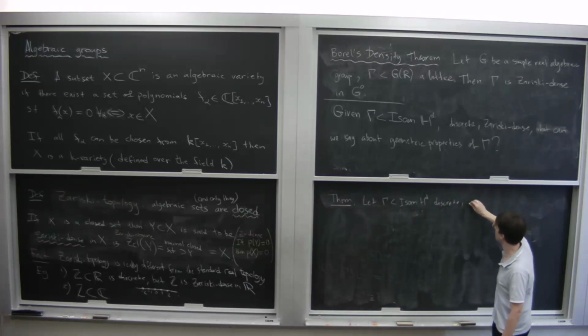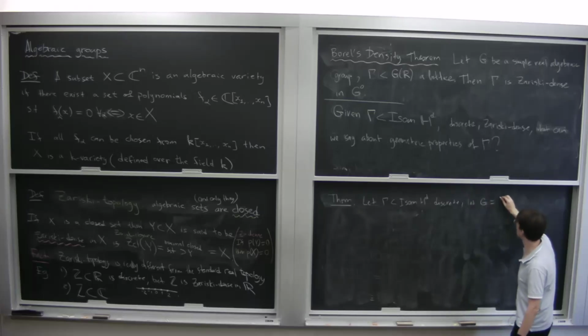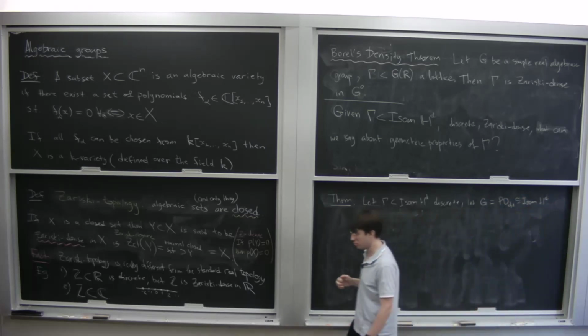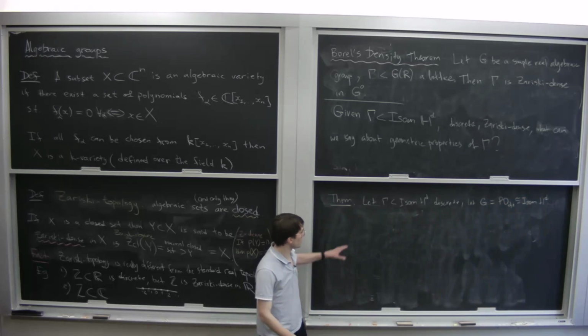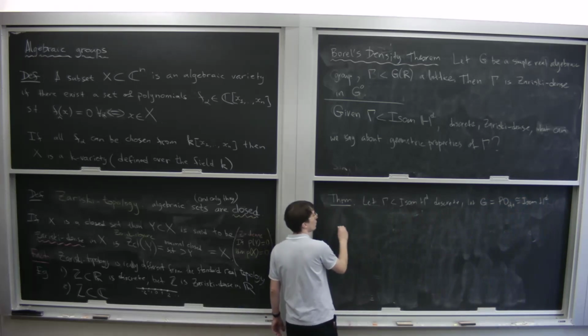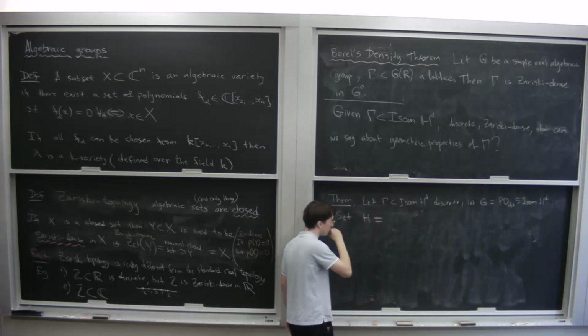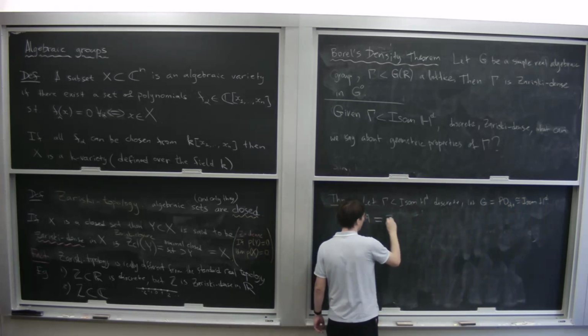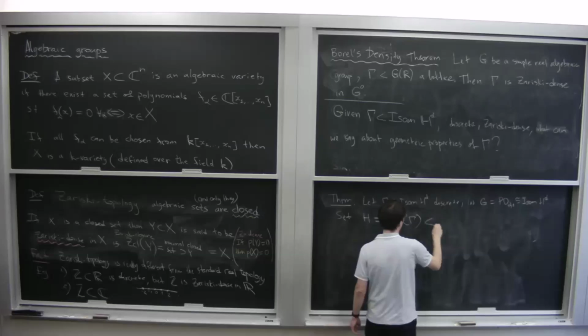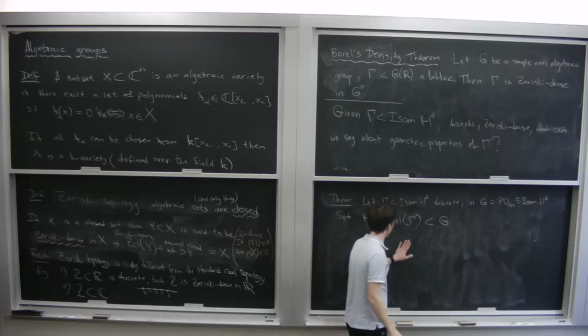And let's identify. So let G be just PO(D,1), which is the isometry group of H^D. So we start with a general case. Gamma just is a discrete group. Set H, the Zariski closure of Gamma, right? This is not a subgroup of G.